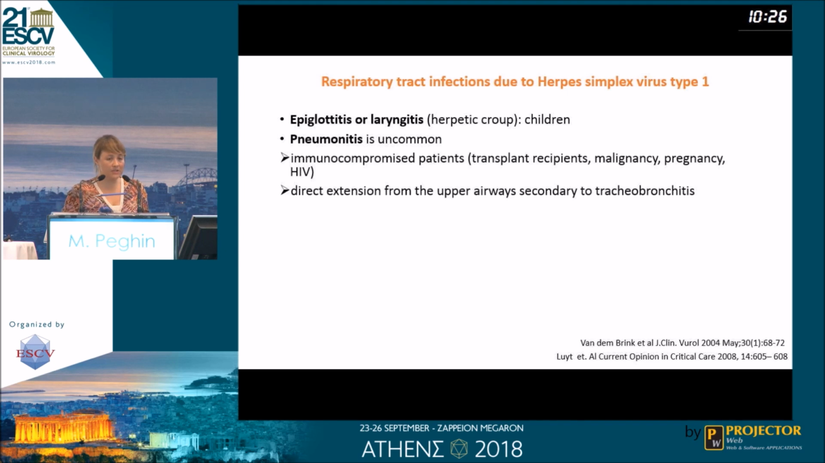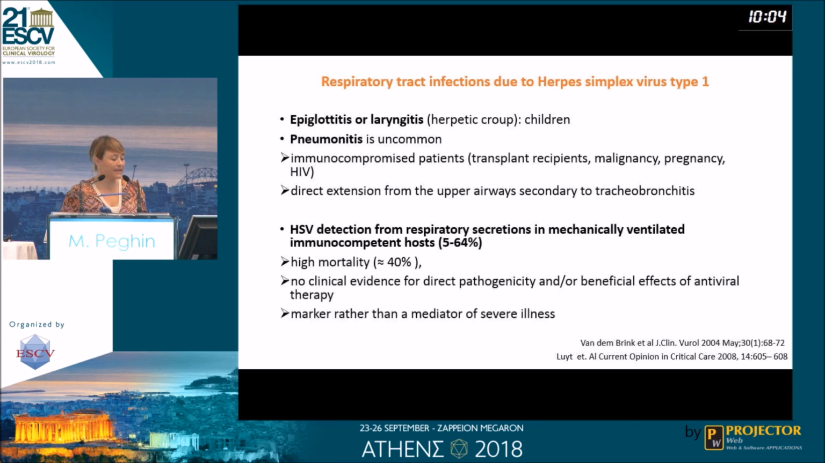Regarding respiratory infections, we all well know the herpetic croup in children, and we know that pneumonitis is uncommon and mainly develops in immunocompromised patients as a direct extension from the upper airways. In the last year, there is a controversial matter mainly related to the detection of herpes 1 in respiratory secretions in mechanically ventilated patients.